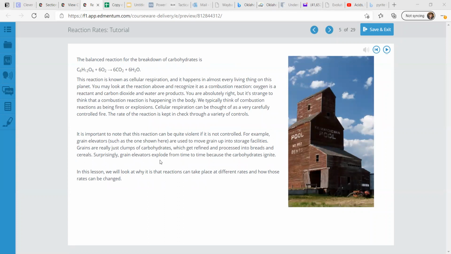It's important to note that this reaction can be quite violent if it's not controlled. So, for example, grain elevators, such as the one here in this picture, are used to move grain up into storage facilities. Grains are really just clumps of carbs, which get refined and processed into breads and cereals. Surprisingly, grain elevators explode from time to time because those carbs ignite. In this lesson, we're going to look at why reactions can take place at different rates and how those rates can be changed.